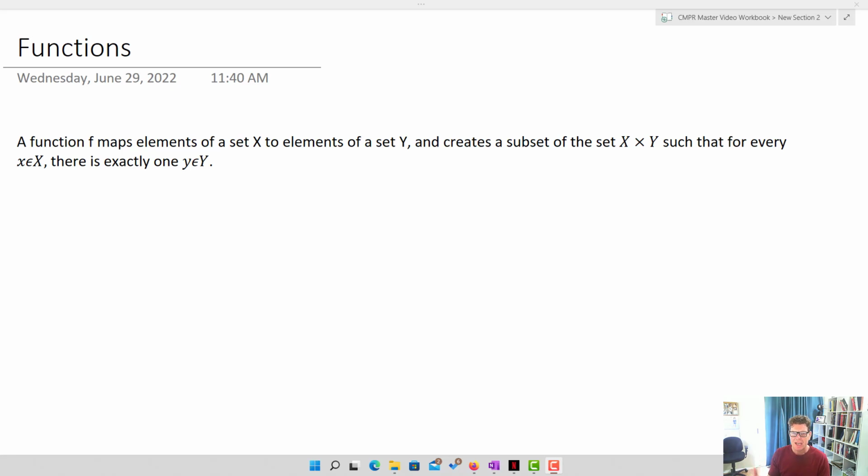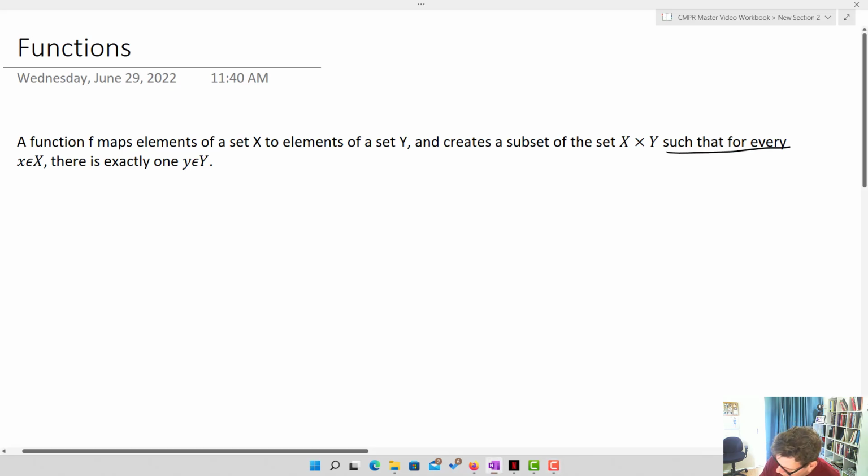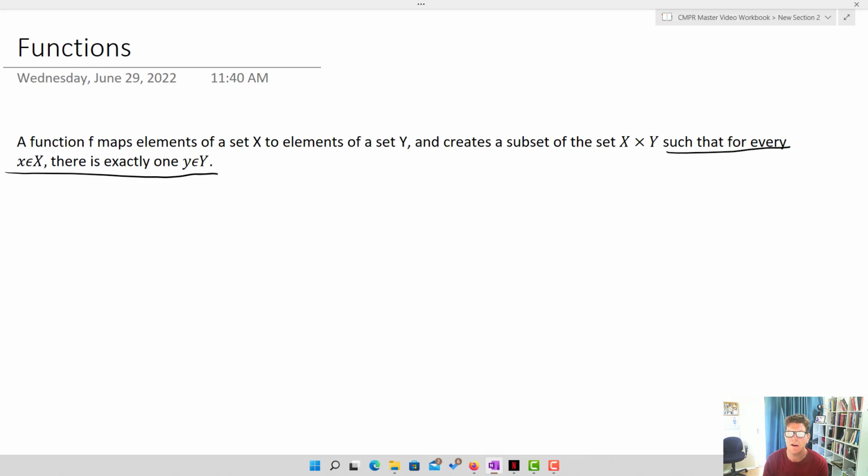We say that a function f maps elements of a set X to elements of a set Y, and creates a subset of the domain X cross Y such that for every x belonging to X, there's exactly one y belonging to Y. And this second part here is going to end up becoming pretty important for us in terms of determining whether or not something is in fact a function, or what we call a well-defined function.